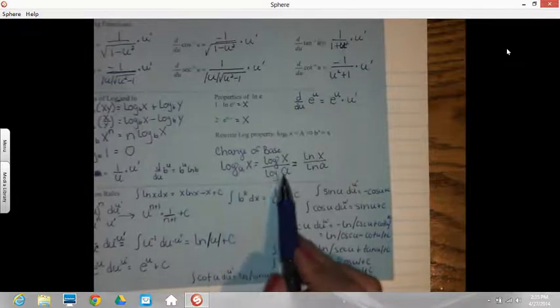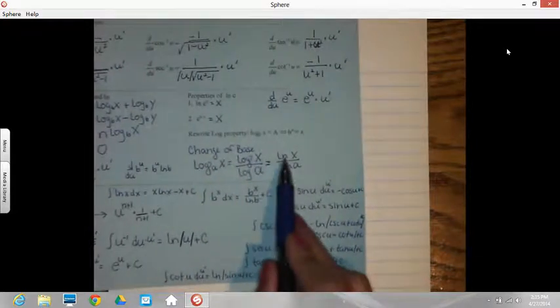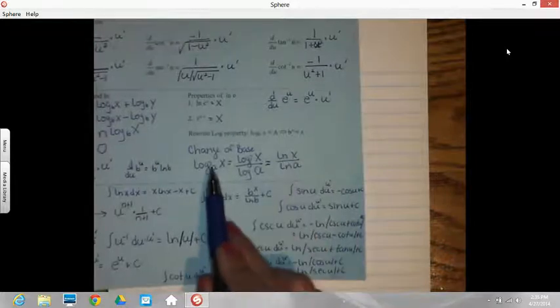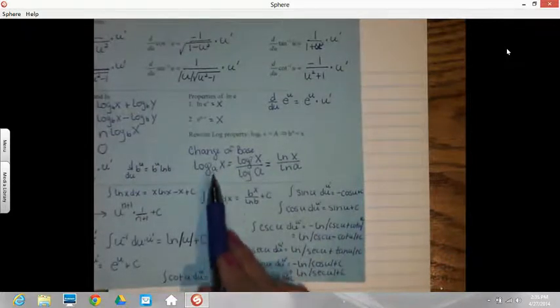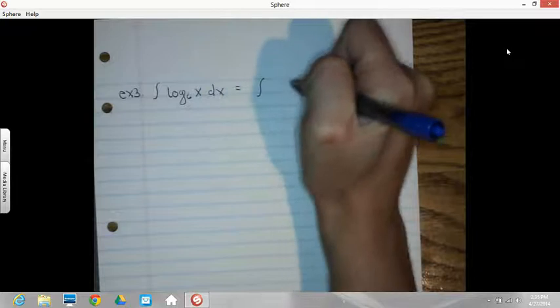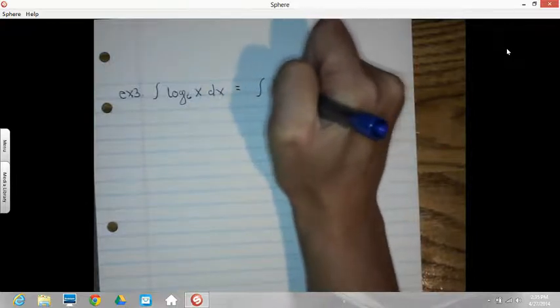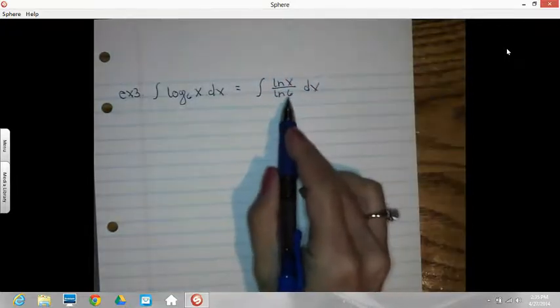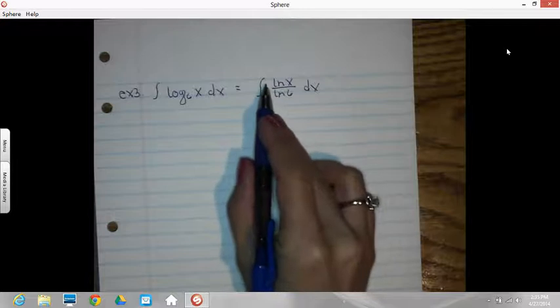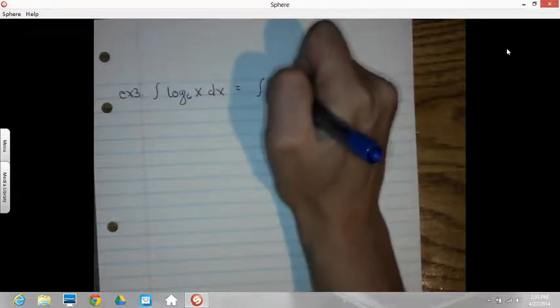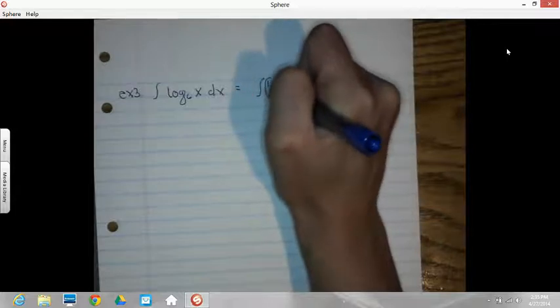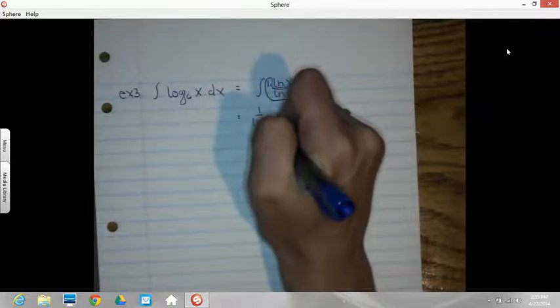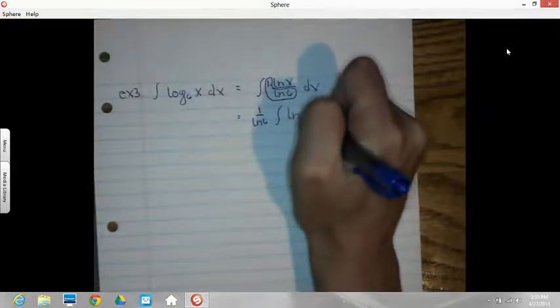And we can make this log anything we want, and our goal is natural log, so we know how to integrate that. So it's natural log of x over natural log of a. Applying that to this problem, this becomes the integral of natural log of x over natural log of 6 dx. Remember, natural log of 6 is a constant. I'm going to pull 1 over natural log of 6 out in front of the integral, and then natural log of x dx.